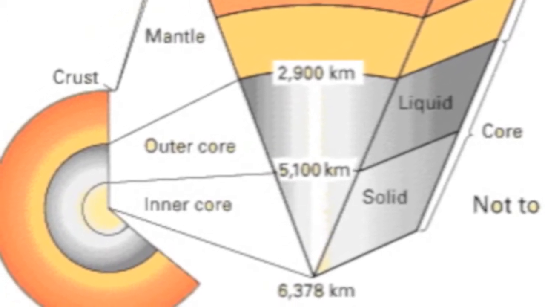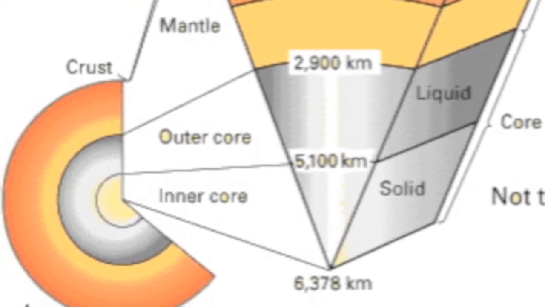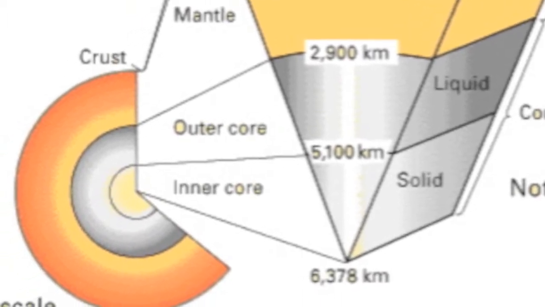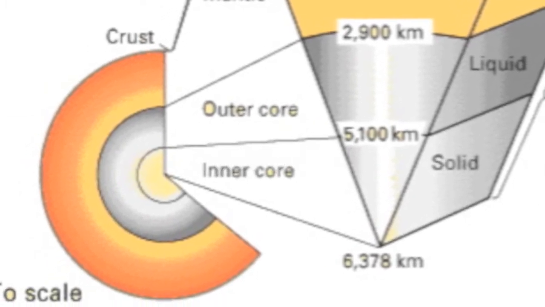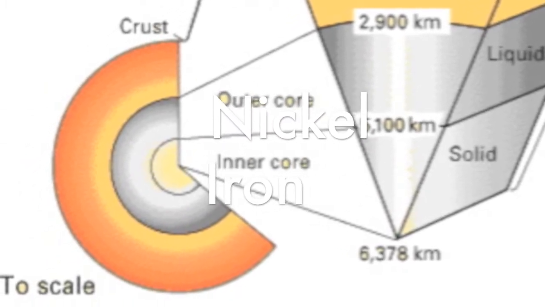The innermost part of the Earth is called the inner core, which is a solid ball with a radius of approximately 1,220 kilometers, composed of nickel and iron.